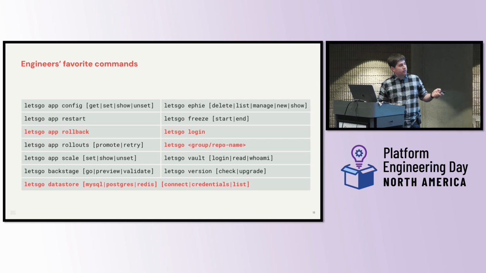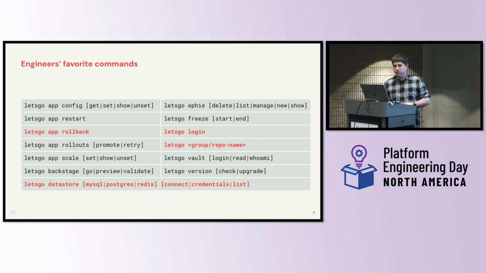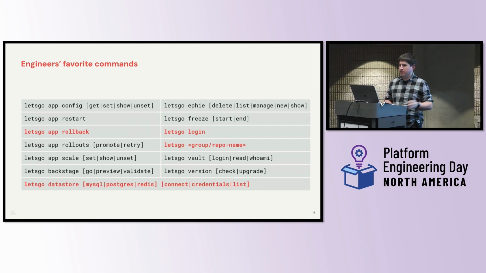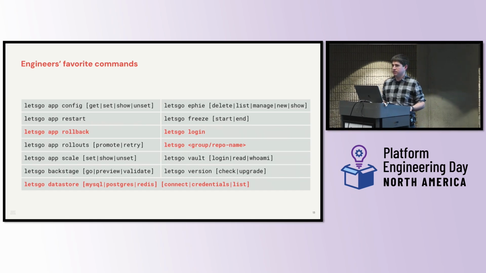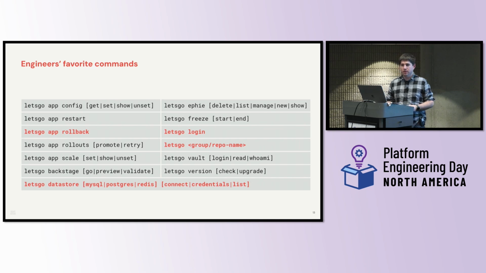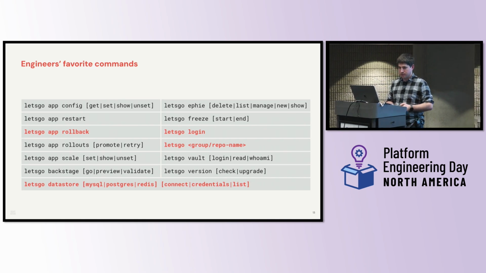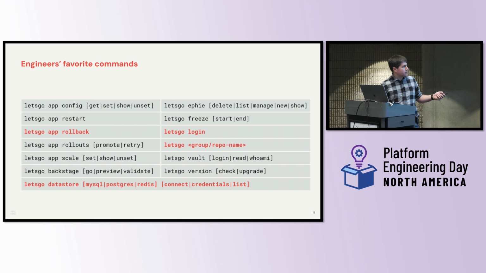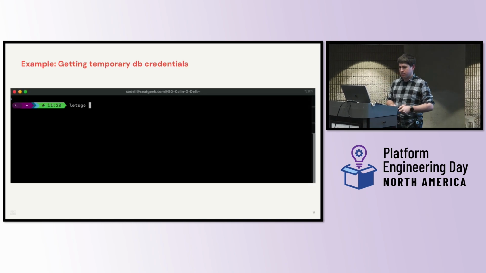Letsgo followed by the name of a repository is also one that people like to use. By running that, if they've never checked out that project before, it'll clone it down for them and CD them into that directory. Otherwise, if they have it, it just CDs them into it. So just a quick way to get between their workspaces. And then lastly, a bunch of commands around data stores, being able to connect to them, getting credentials for them, and I'll use that in a couple of examples here.